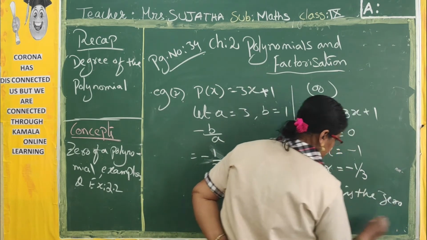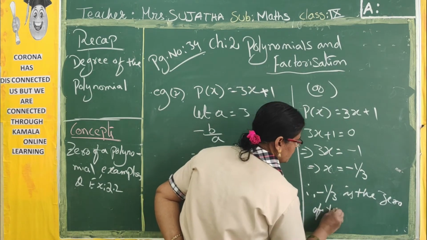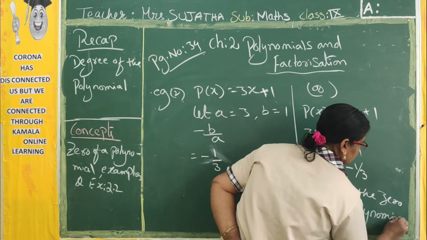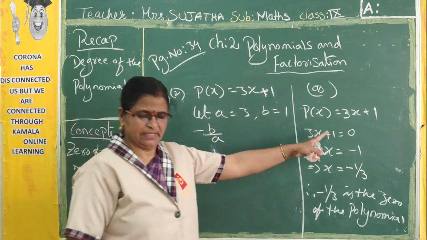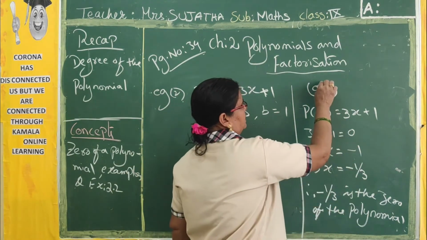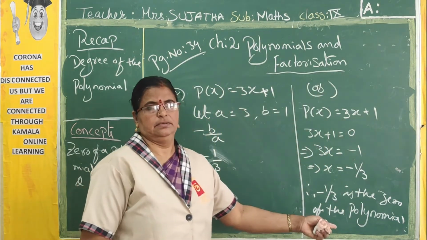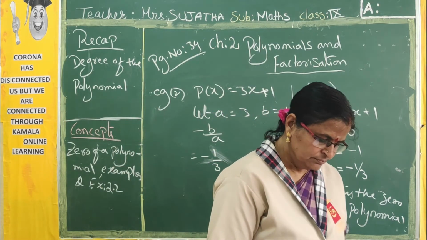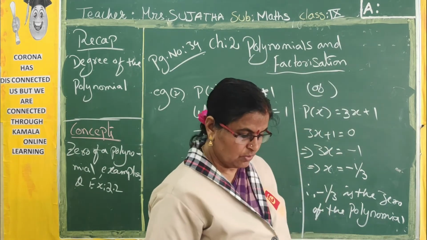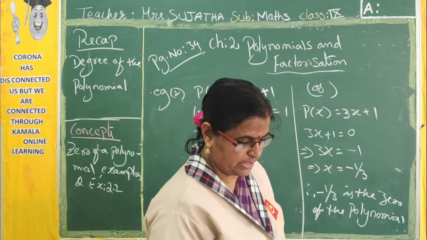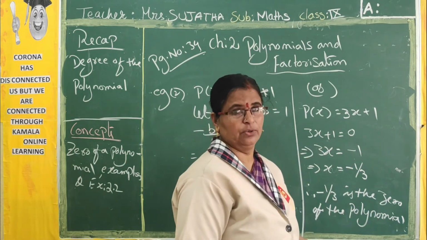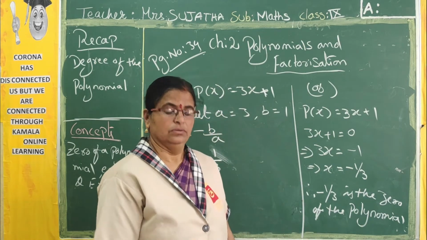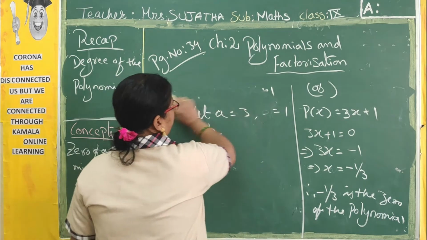Okay? This method or that method, you can do any one method. This is how to find the 0 of the polynomial. Now, third example. What is the third example? Find the 0 of the polynomial 2x minus 1. The same way you can do it. 2x minus 1 is equal to what will you get?